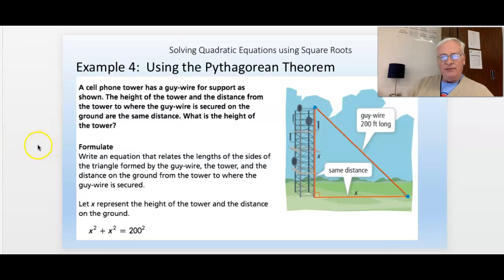This is an example using the Pythagorean theorem, and we're going to use that here today. If you remember, with a right triangle, a squared plus b squared equals c squared. Each side squared added together equals the hypotenuse squared. So we have a tower here. The height is x, and the guide wire is x away from the tower. So it's x squared plus x squared for the two sides. The guide wire is 200 feet long, so that's 200 squared.